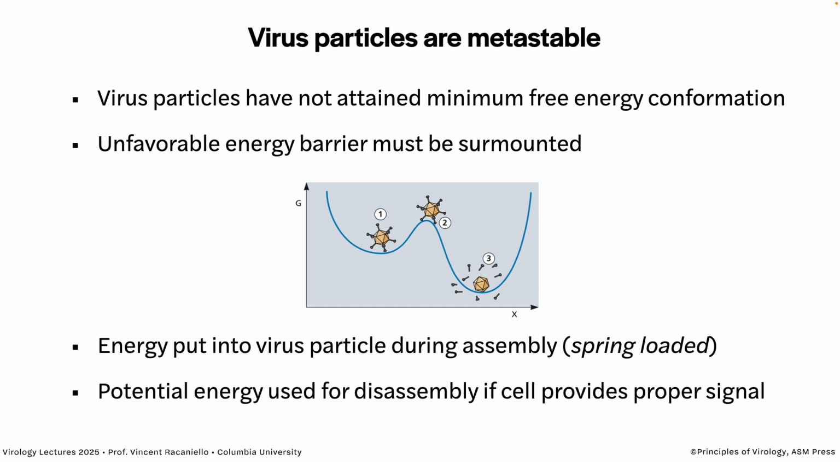So in other words, it's made a bit difficult to become unstable because you don't want virus particles coming apart all the time. So how does this work? When the particle is assembled, energy is put into it. We call it spring-loaded. And then that energy is released upon entry into the cell to allow the particle to overcome that energy barrier and get down to that low free energy conformation and basically come apart. So you use energy made when you assemble the particle to attain that.